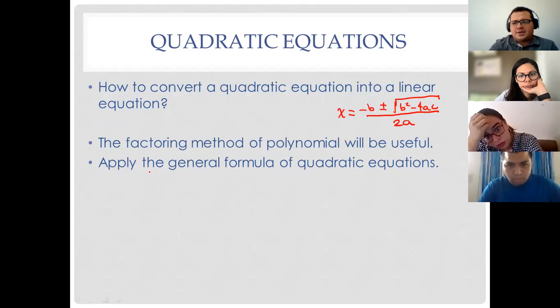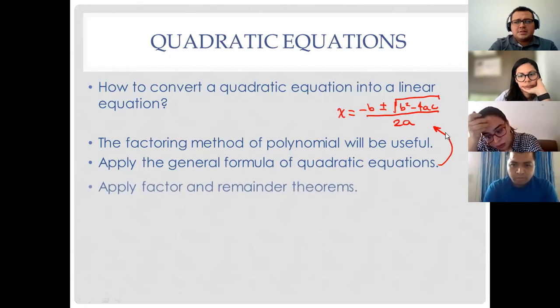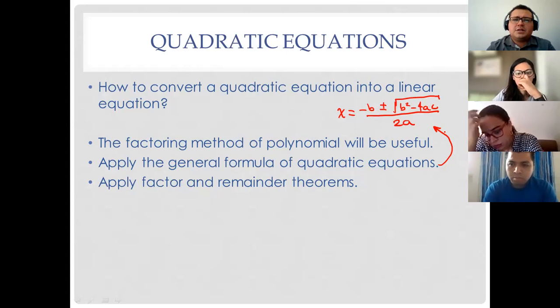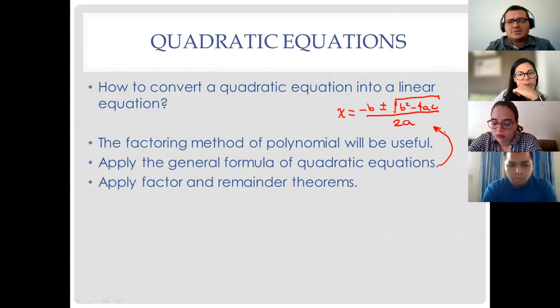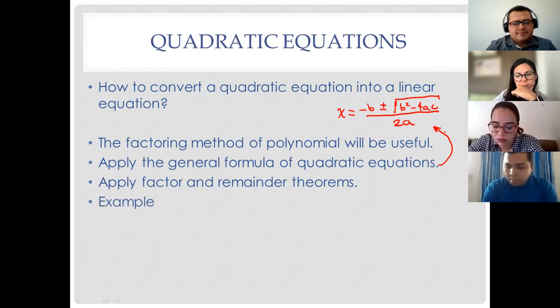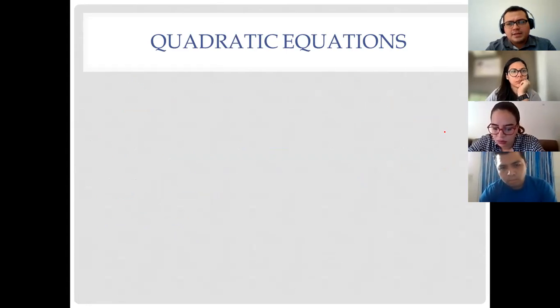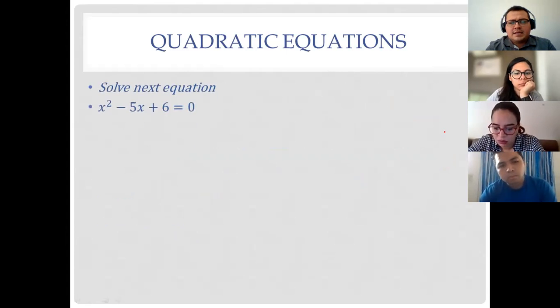Okay, so those are the main ideas. You can use the quadratic formula, which is useful just for quadratic equations, or apply the factor and remainder theorems. Of course, this will require a general way to solve any polynomial equation that is called the rational root method. We're not going to have the time to study this one, but here you have one example. How can you solve this equation then? The main idea is how to convert this into a linear equation or linear equations. Well, I'm going to use the factorization method, and the way I do this is by using the method called guess and check.